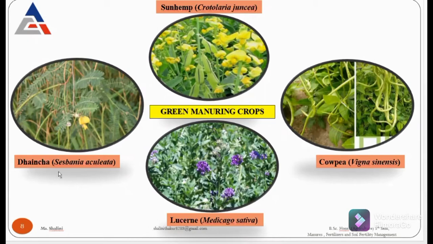This one is dhaincha, which is also called Sesbania aculeata, then sunhemp, that is Crotalaria juncea, then cowpea, which is Vigna sinensis, then lucerne, that is Medicago sativa. So these are all the green manuring crops in situ.